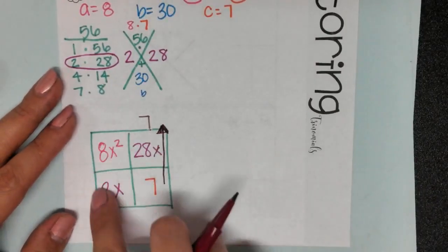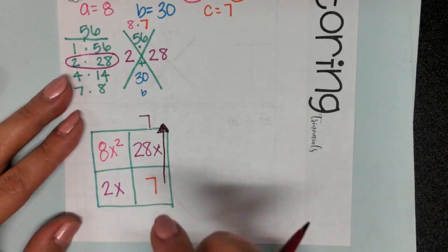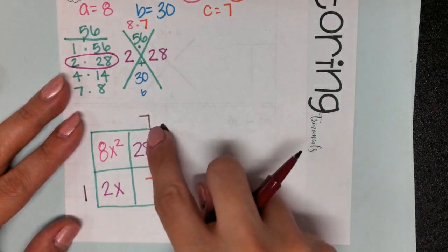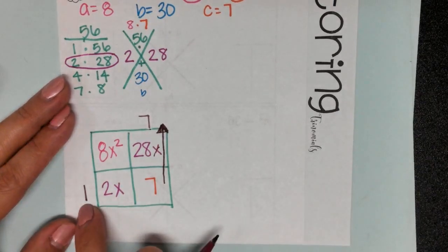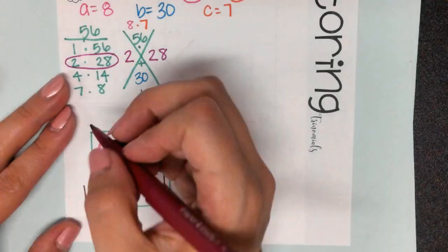So now it's just a matter of filling out the remaining of the sides. So 7 times what gives you 7? I know 7 times 1 gives me 7. Or in other words, 7 divided by 7 is 1. Now I got another number, so now I can fill out this box. What times 1 gives me 2x? Well, 2x.